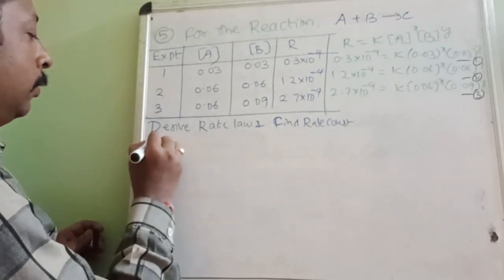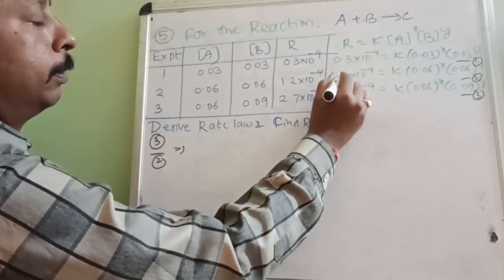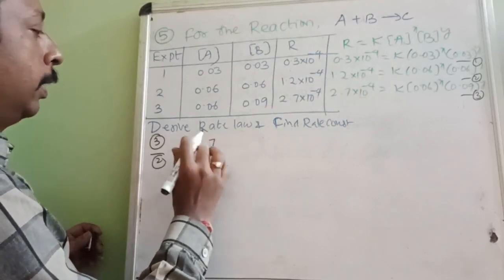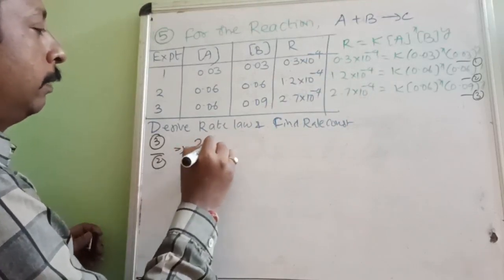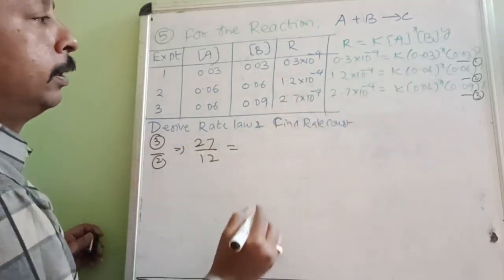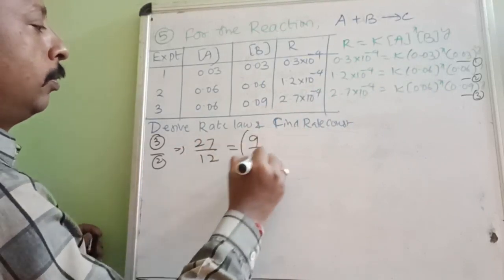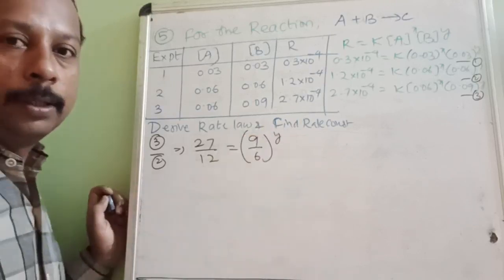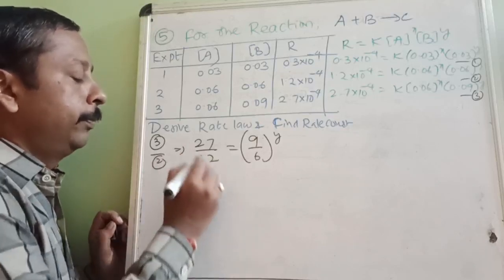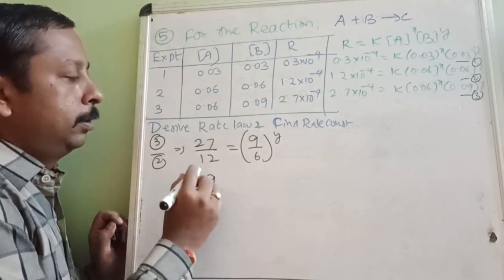Let me check. So equation 3, equation 2. So this is what 1.2 and 2.7. So here it is 2.7 or 27 I will write. Okay, 27 by 12. This and this will get cancelled. But that side it is 9 by 6, to the power of y. Something new or not? Let me check. Here what I will do, I will cancel it out by the 3. 3 9s, 3 9.